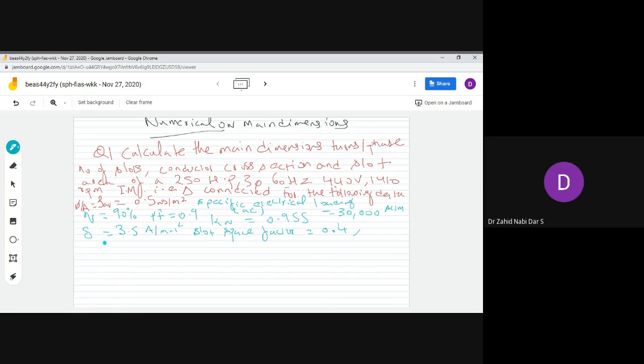Pole pitch is what? Pi d by p. Length is L. So this is saying ratio of core length to pole pitch is 1 is to 2. So first of all, we know the given data. If we want to write, we'll write what is the given data.